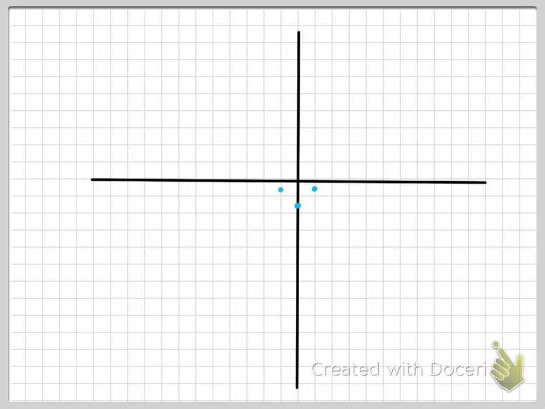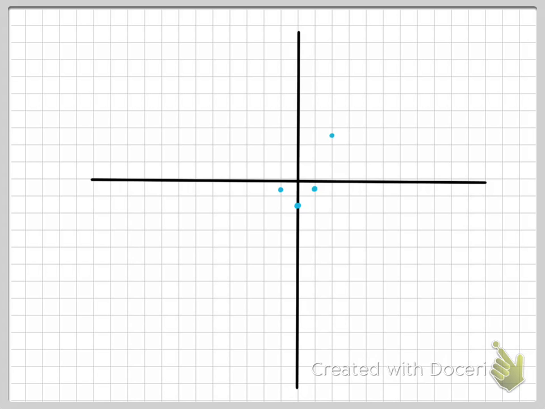So it's right here. So it's looking like I may have a quadratic, but let's keep going just in case. And then 2 and 5/2. So I'm going to go over to 2, and I'm going to go up because it's 5/2. It's a mixed number of 2 1/2. So over 2, up 2 1/2.